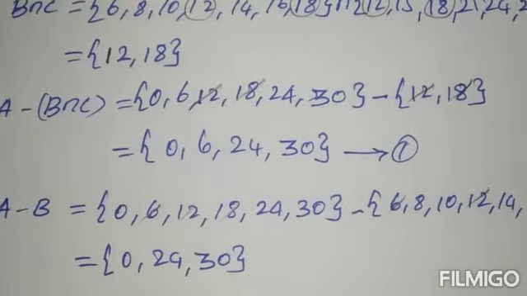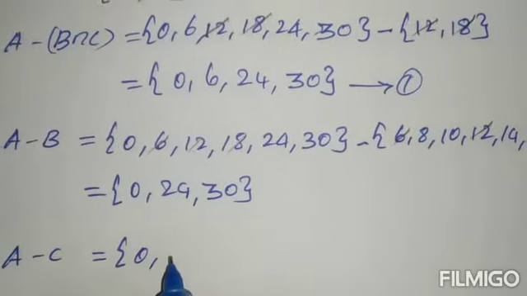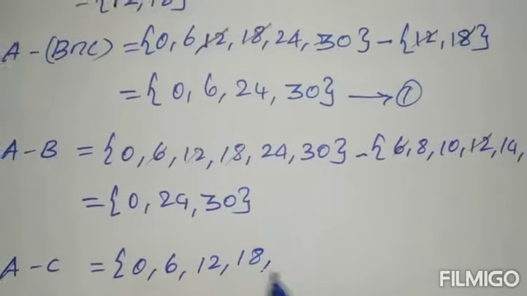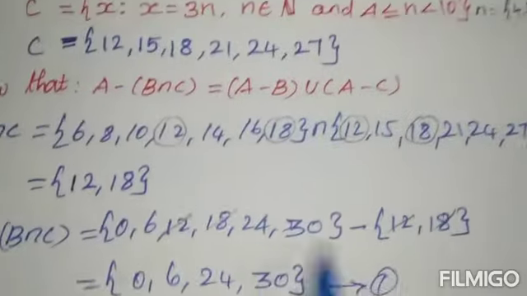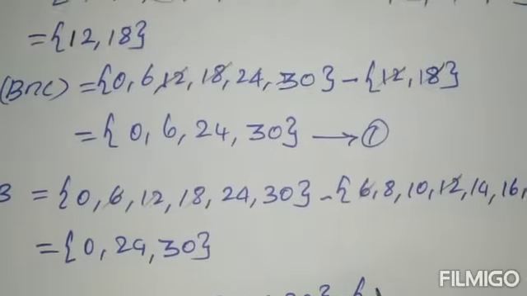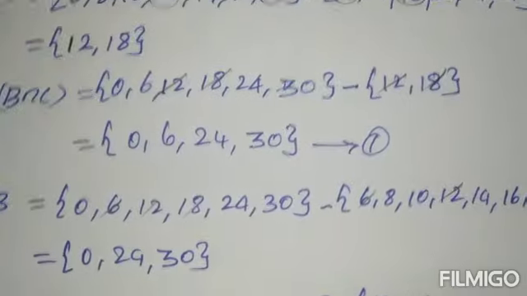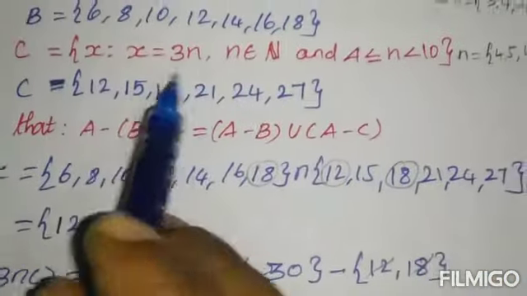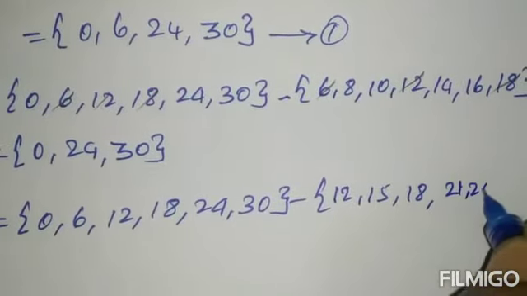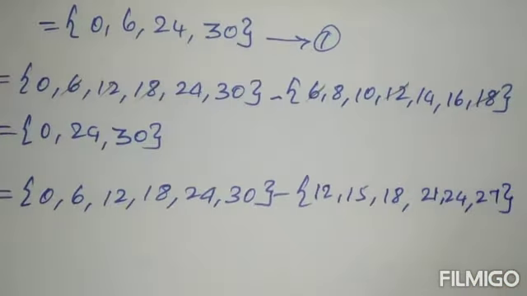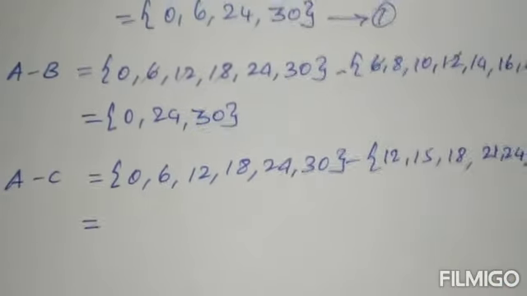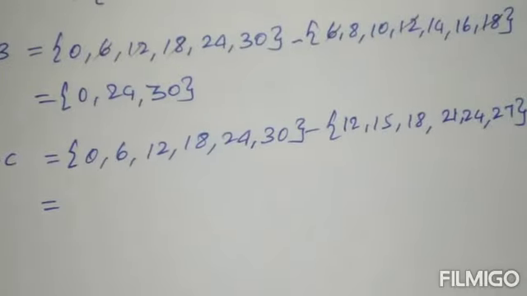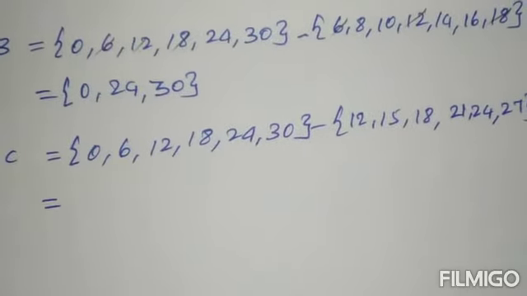So A difference C is equal to, first listing the elements of A. So elements of A are 0, 6, 12, 18, 24, 30. Difference elements of C. So elements of C are 12, 15, 18, 21, 24, 27. So these are the elements of C. Now we have to find out the elements of A difference C. That means the elements belongs to A but does not belongs to C. So A ல இருக்கிற element எதனா C ல இருந்தா அதை விட்டுட்டு remaining element எழுத போறோம்.